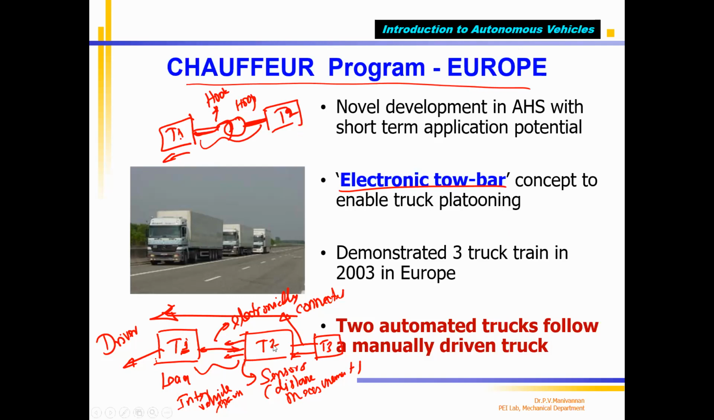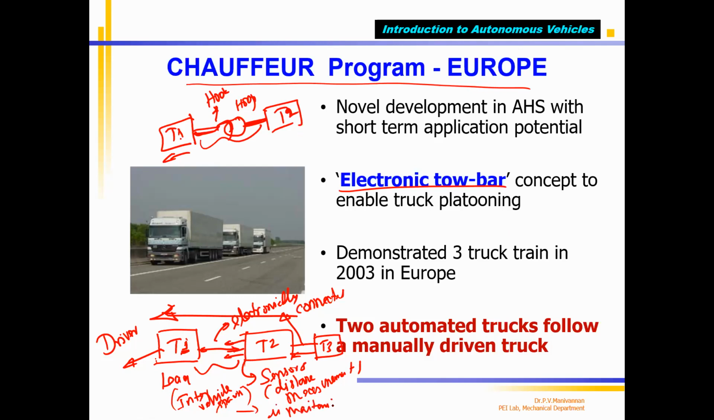Now the electronic tow bar. Electronic tow bar means there is a connection. And what is the connection? The sensors of T2 measure the distance between T1 and itself and maintain a constant distance. That is called inter-vehicle space is maintained.